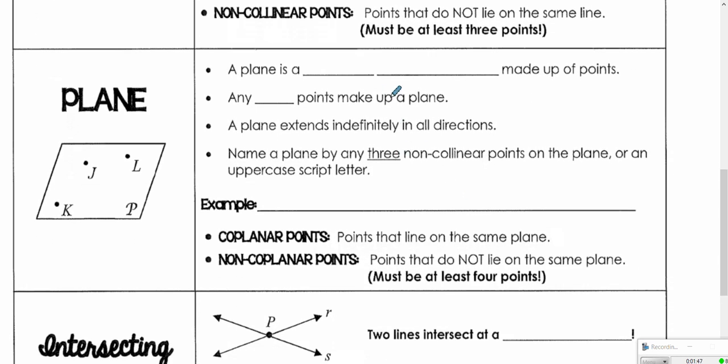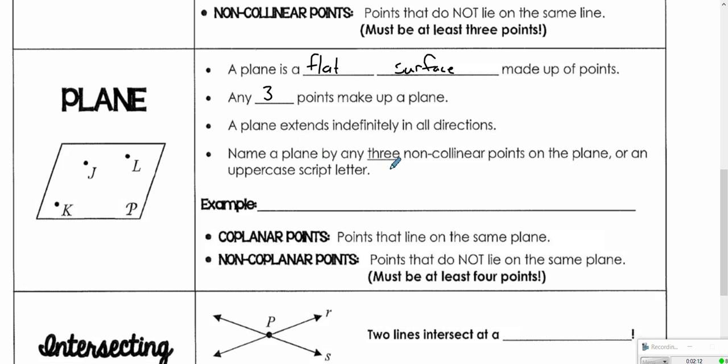A plane. A plane is a flat surface, like your screen or a piece of paper. It's made up of points. Any 3 points make up a plane. A plane extends indefinitely in all directions. Now, it doesn't look like that here, but this plane actually extends forever in all directions.